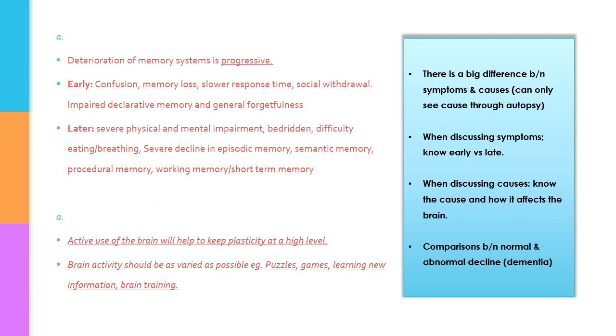Okay, so A, the deterioration of memory systems is progressive. So it would be good for you to talk about the difference between early and later symptoms. But realistically, you only need to give one symptom of each, okay? For B, what we're looking at really is a crossover question. So one way to help slow down the progression of Alzheimer's is to keep plasticity at a high level. So brain activity should be as varied as possible, so using puzzles, games, and learning new information.